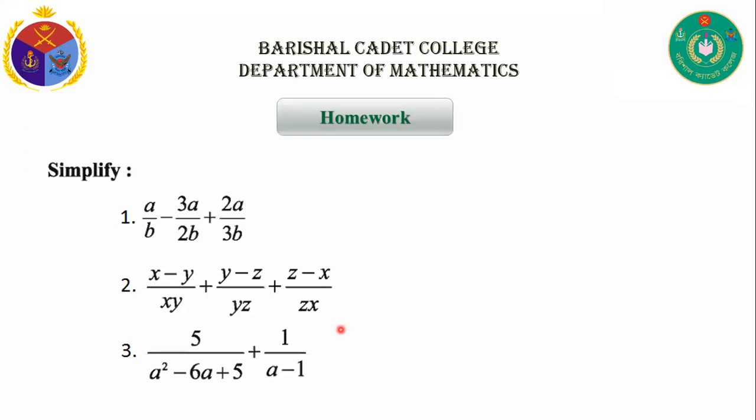Okay, boys, I give you some homework. Simplify number 1: ab minus 3a by 2b plus 2a by 3b. Number 2: x minus y by xy plus y minus z by yz plus z minus x by zx. And number 3: 5 by a square minus 6a plus 5 plus 1 by a minus 1.